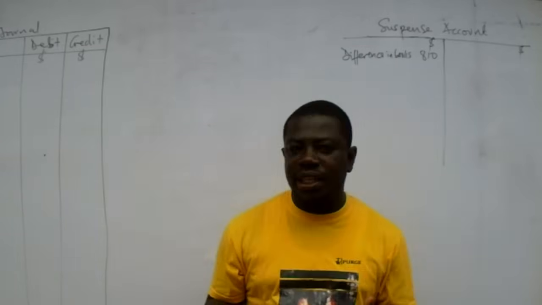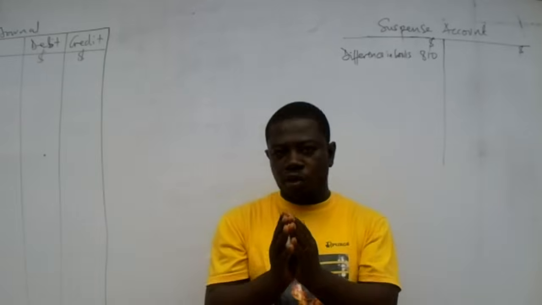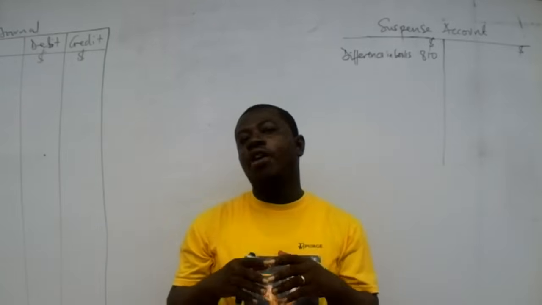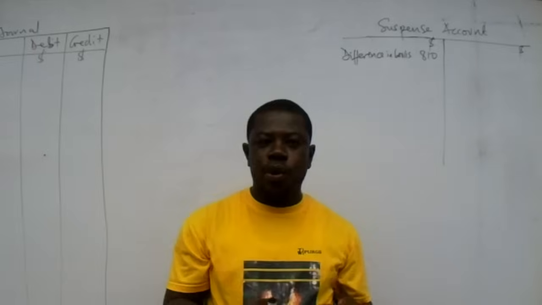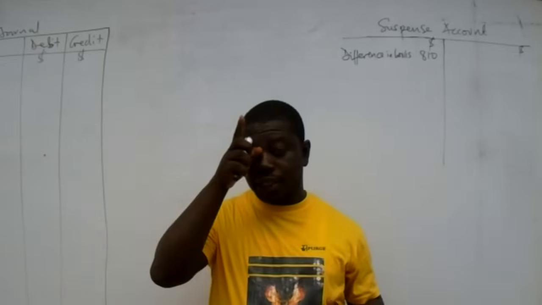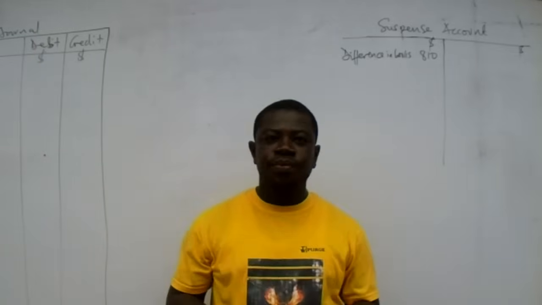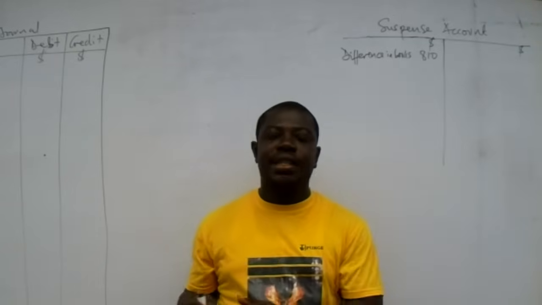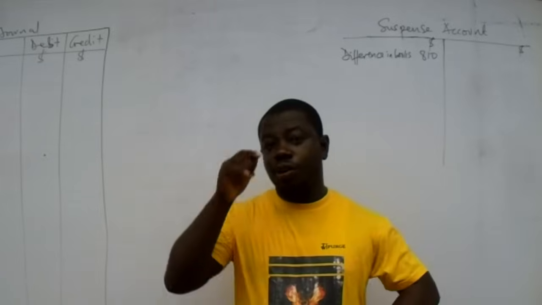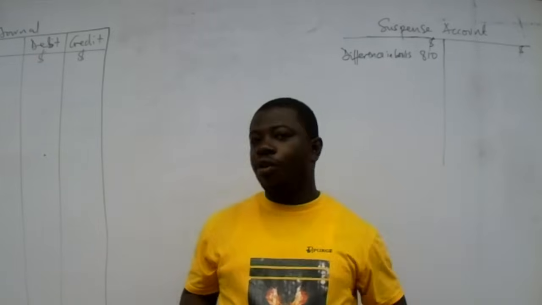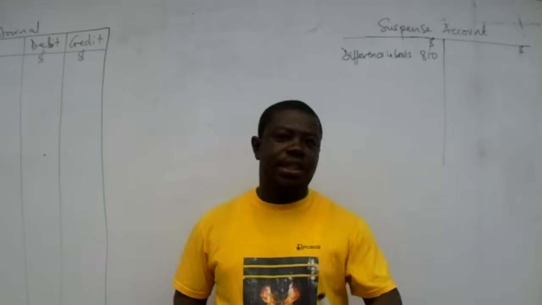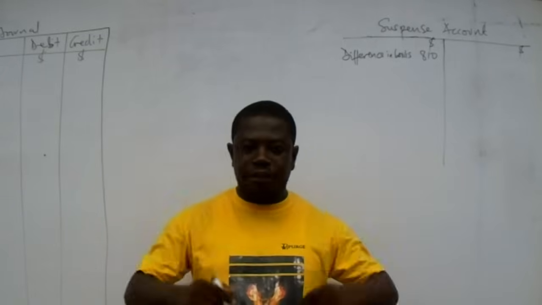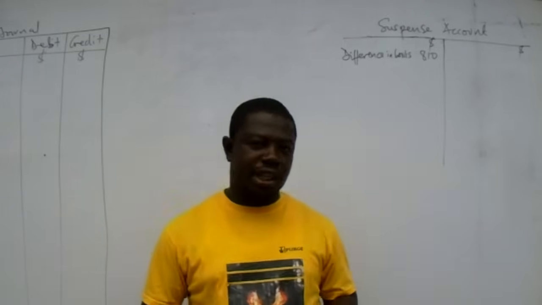So whenever you get a question that tells you an account has been overcast or undercast, you have to look at the side where the account has its normal balance. Sales has a credit balance. And so when we are told that sales is overstated, it means that it is the credit side of the sales account that has been overstated. This is an error of overcast, which will affect the agreement of the trial balance, and therefore it will be corrected by means of the suspense account.